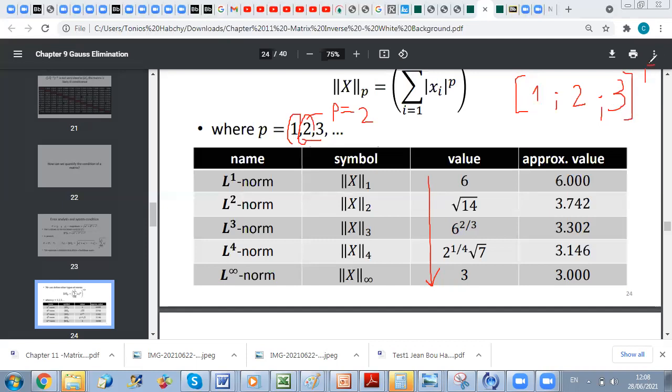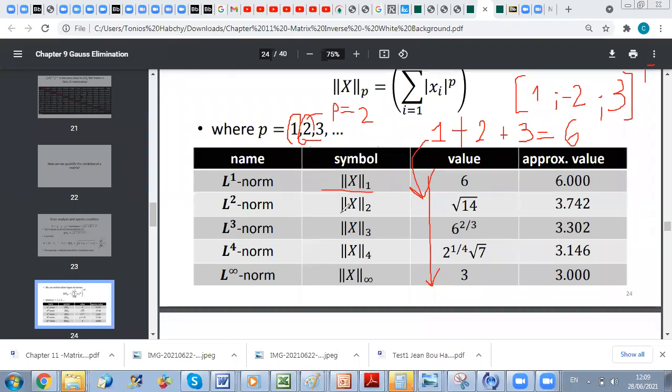So the transpose of it is the column 1, 2, 3. If you want to assess the norm based on L1, you take the absolute value of each element. I will put a minus here, for example. If it's 1, minus 2, 3, then L1 will be 1 plus the absolute value of minus 2, which is 2, plus the absolute value of 3, which is 3, equals 6. This is the norm defined based on p equal 1.